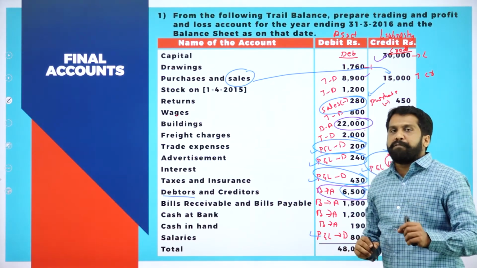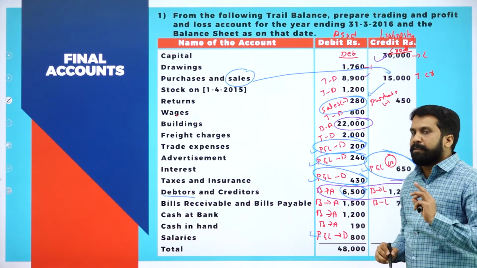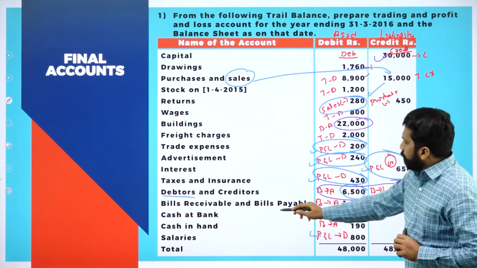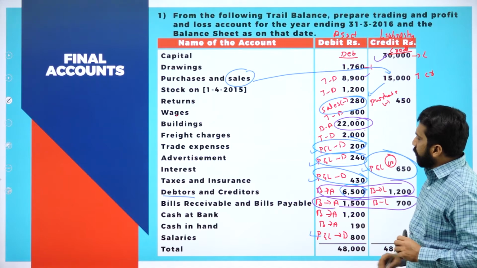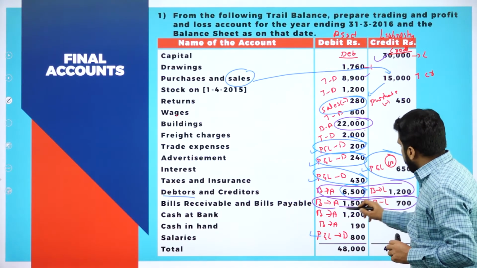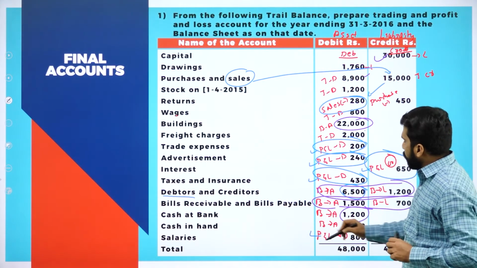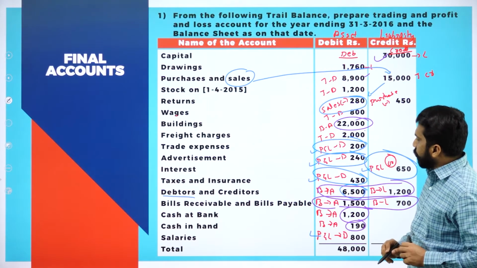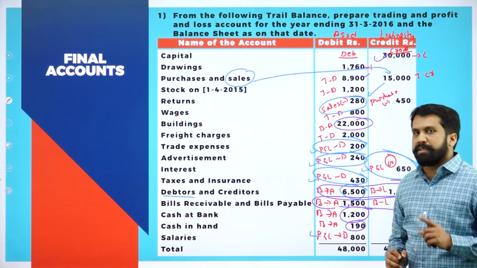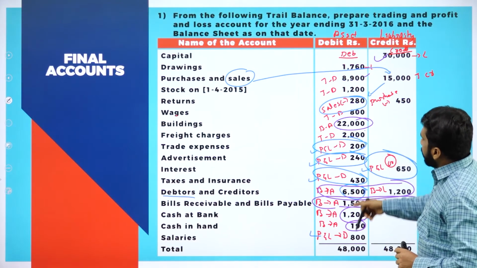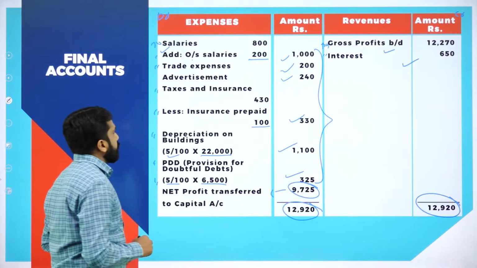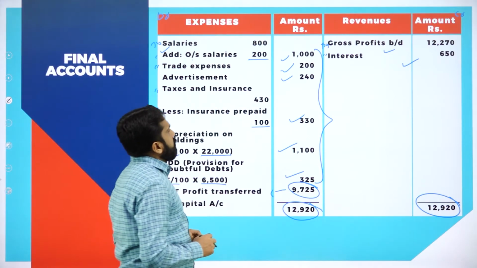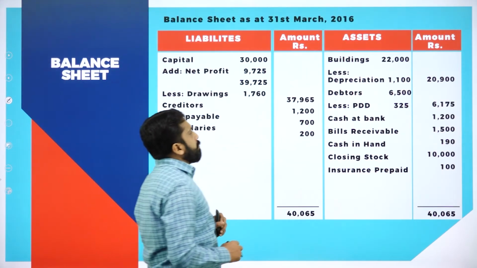You have to identify which items come under balance sheet. Then bills receivable and payable, balance sheet. Cash at bank, balance sheet. Cash in hand, balance sheet. Salary, it is P&L. Clear? Yes. We will take only balance sheet items and write them there. So these are your balance sheet items.